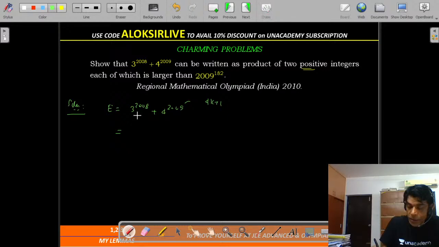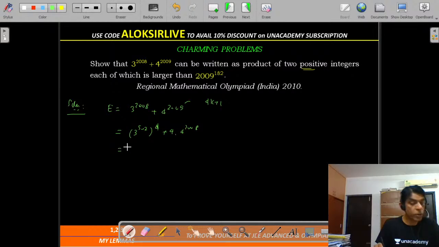That gives you another story. So 3 to the power 502 to the 4 plus 4 times 4 to the 2008. You pull out a 4 because you need a to the 4 plus 4b to the 4. So now this is 3 to the 502 whole to the 4 plus 4 times 4 to the 2008. I need b to the 4, right? So I can write 4 to the 502 to the 4.